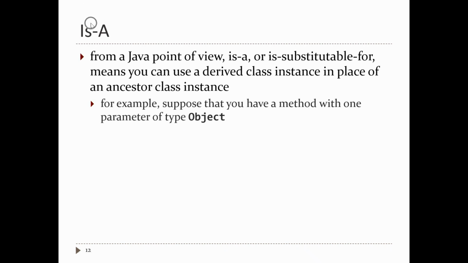Okay, so what does this term ISA mean? From an object-oriented programming point of view, ISA means is substitutable for. And so what does that mean? It means you can always use a derived class object in place of an ancestor class object. For example, if you have a method that has a parameter of type Big O object, you can call that method with any object in the Java language.